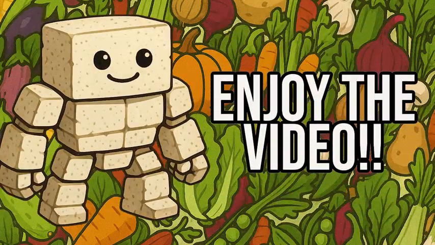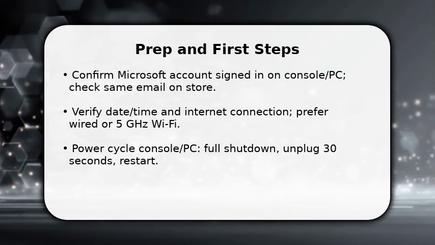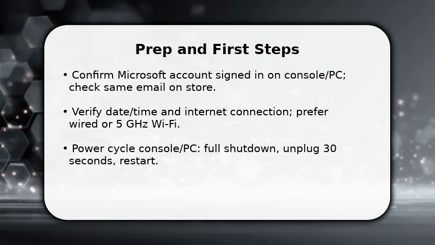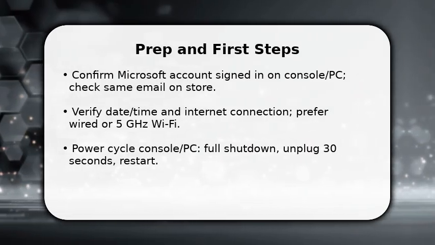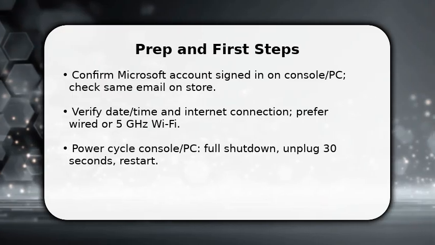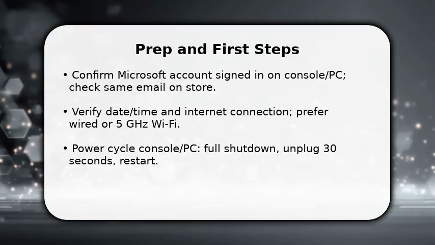You start by confirming your Microsoft account is correctly signed in. Mismatched accounts commonly trigger 0x87e00196. Once done, verify system date/time and a stable internet connection. A bad clock breaks license checks.